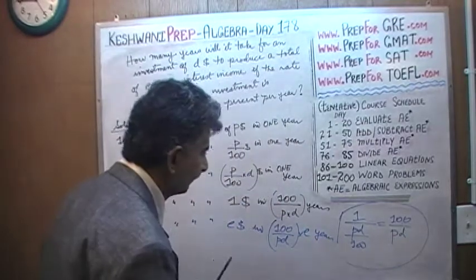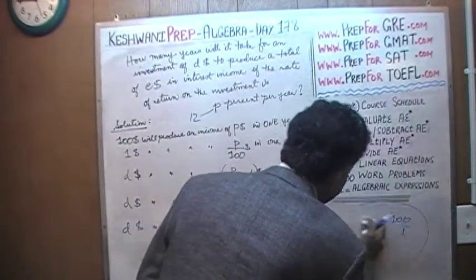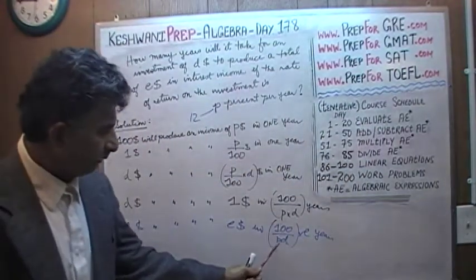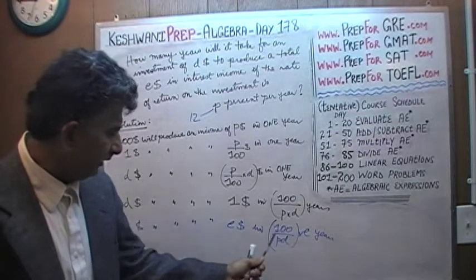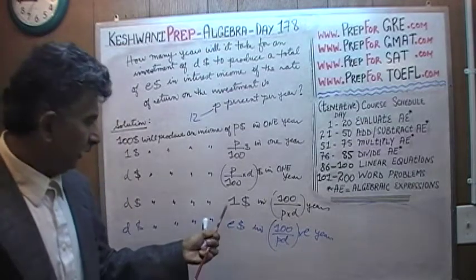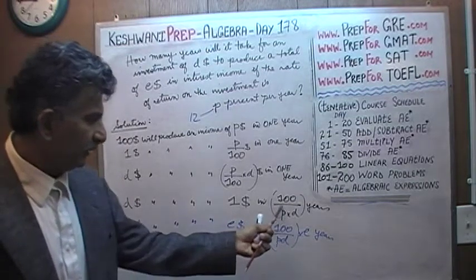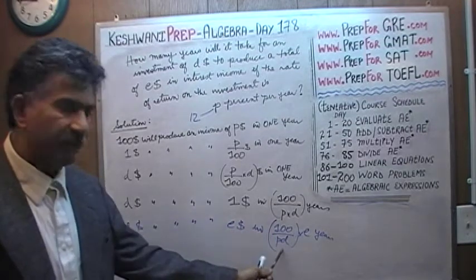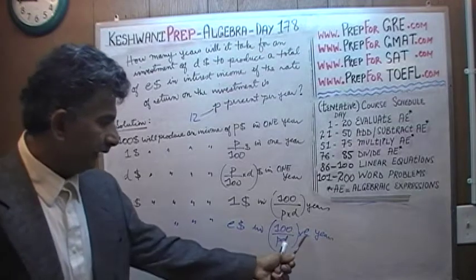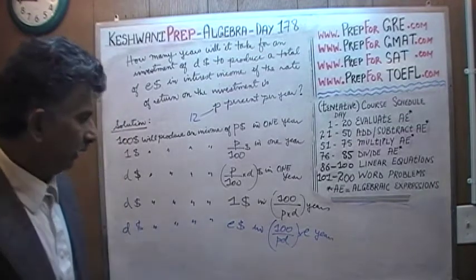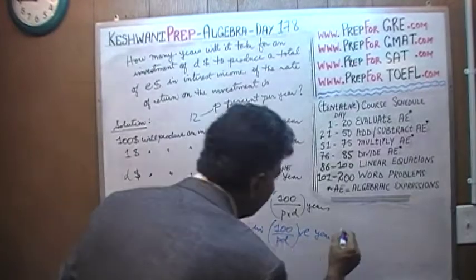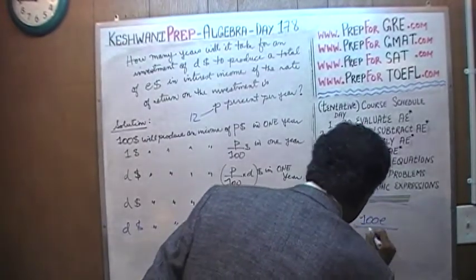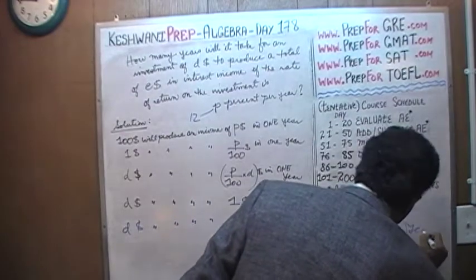I'm going to erase this part here, we don't need it anymore. There is your answer: 100 over P times D times E years. Why times E? Because that's how many dollars we want to earn. $1 is to be earned over this many years, $3 will be 3 times as many years, $5 will be 5 times as many years, and E dollars will be E times as many years. That's all. Our final answer is 100 times E over P times D years.